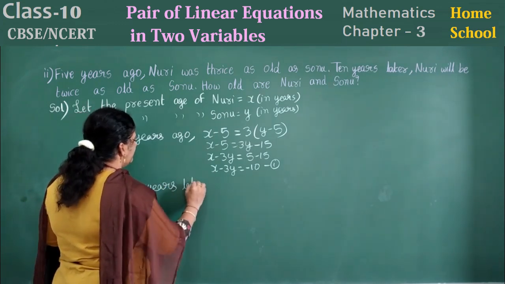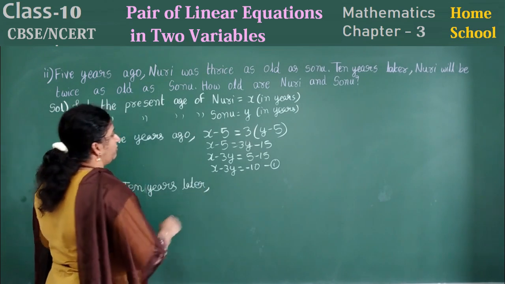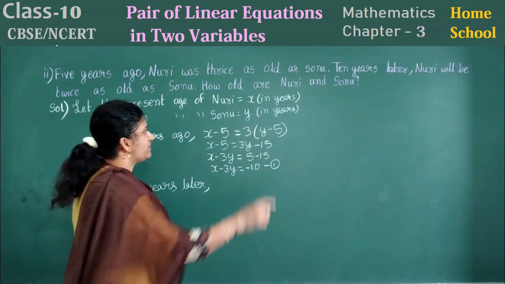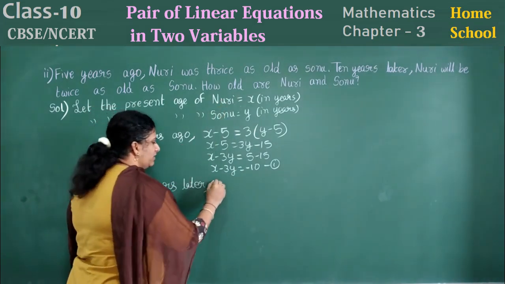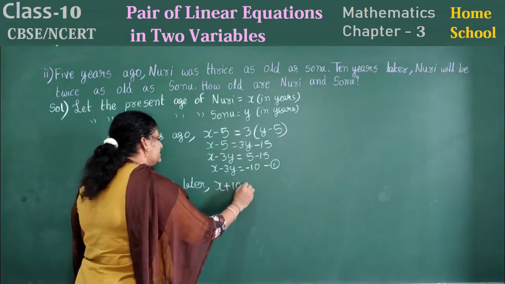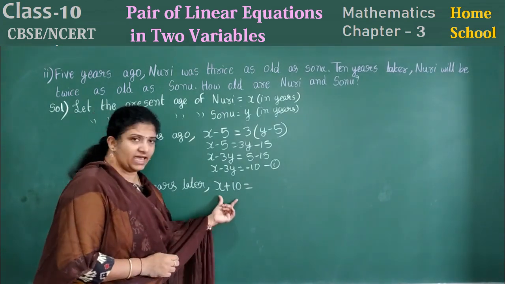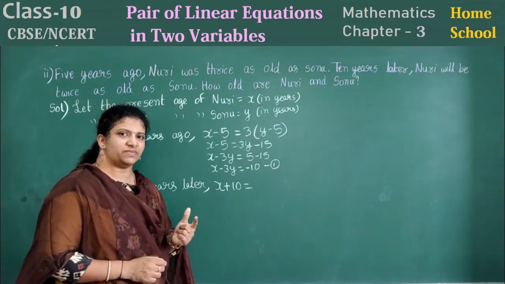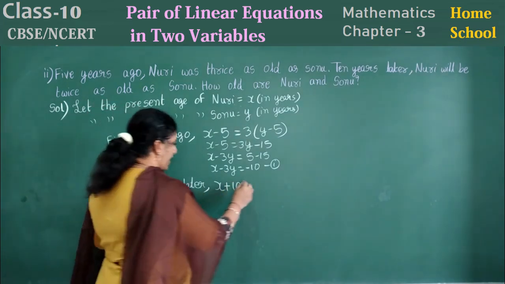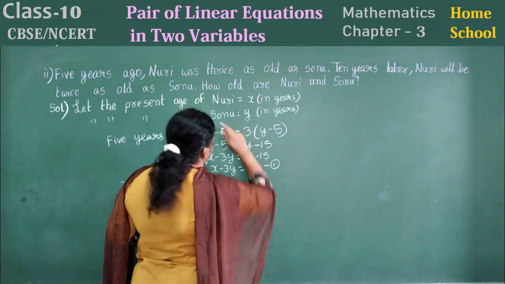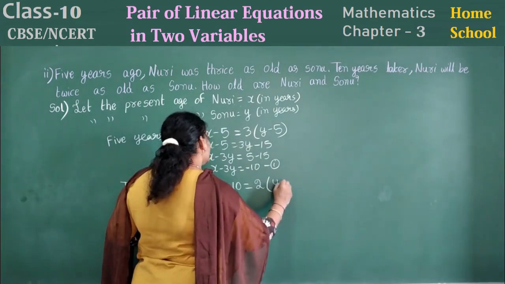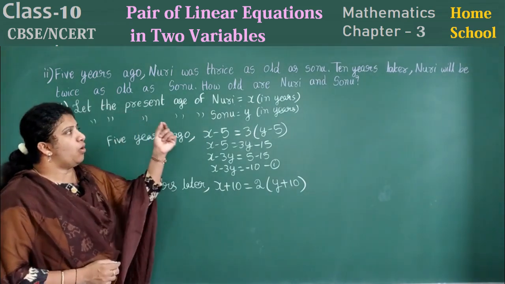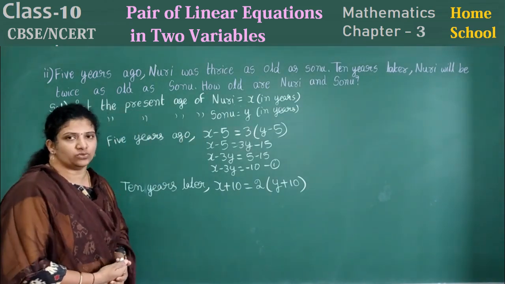10 years later, we are talking now this problem. 10 years later, Nuri will be, what is the present age of Nuri? x. 10 years means x plus 10. Nuri's age will be, what is that? Twice. Twice means 2 times, right? Twice as old as Sonu. What is Sonu's age after 10 years? y plus 10. How old are Nuri and Sonu is your question.